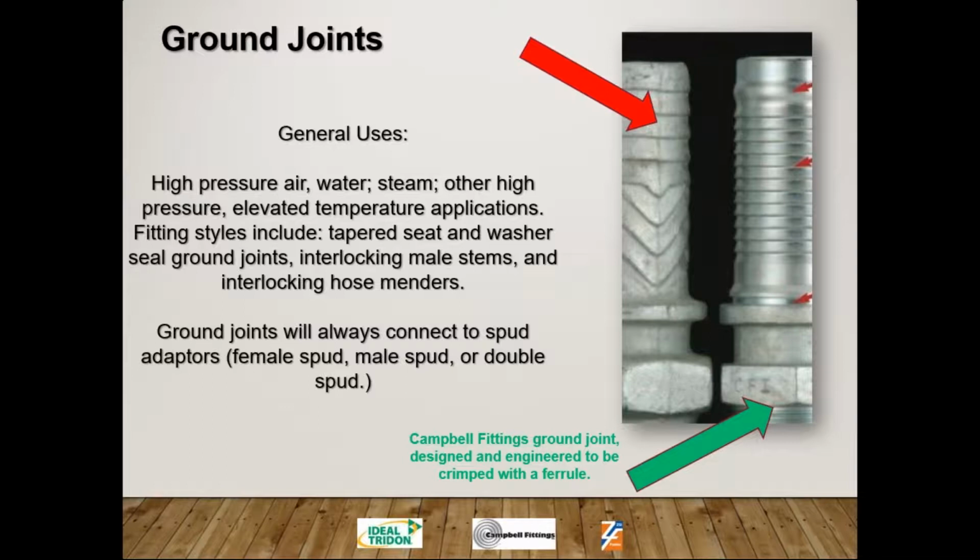So you'll see that 360-degree interlock, the aggressive serration pattern. We have a little bump that helps with the tube wear, whereas the style on the left is cast shank, designed to be clamped, although I've seen this crimped many times with ferrules out in the field.